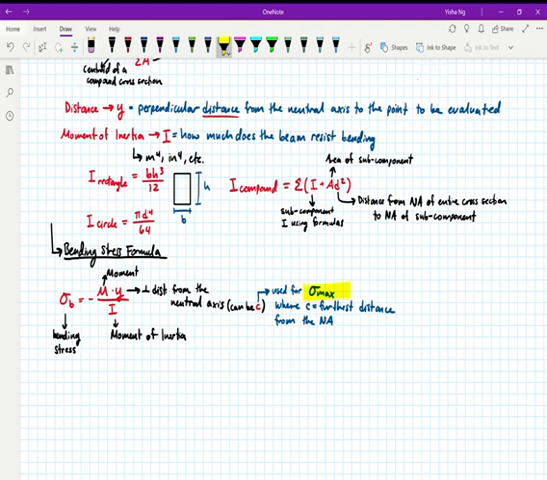The other thing to keep in mind with maximum stress is that sometimes they'll take the absolute value of it, because once you've found the bending stress, maybe they don't care whether it's tension or compression.